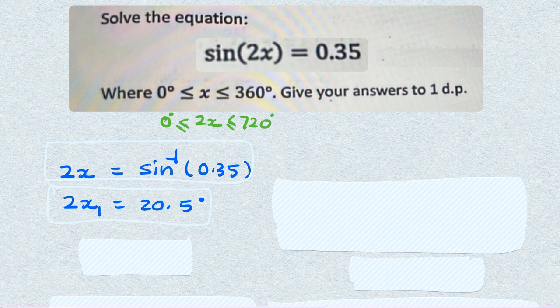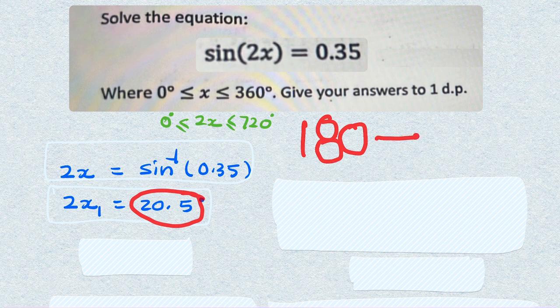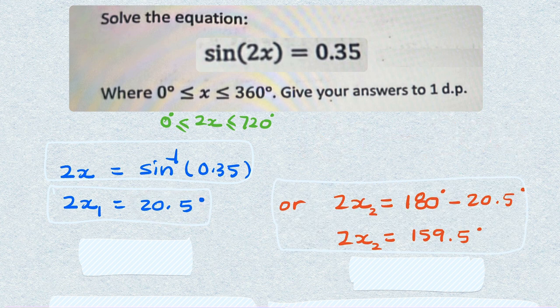So whenever you have a sine, once you know your first solution, your second solution is 180 minus your first solution. So we can find our second solution, 2x2, is 180 minus the first solution. So now we have solution number 1, solution number 2.